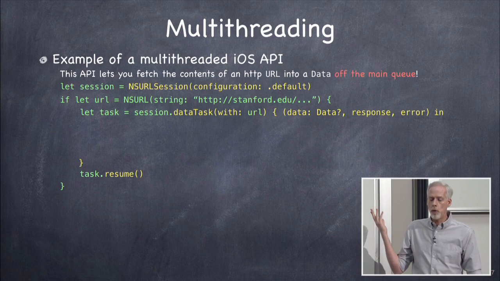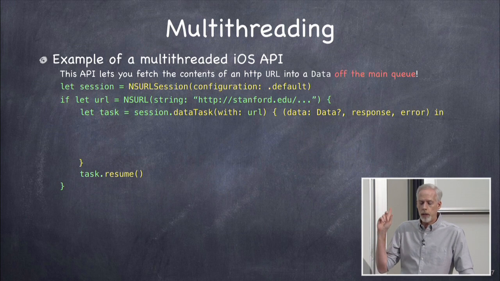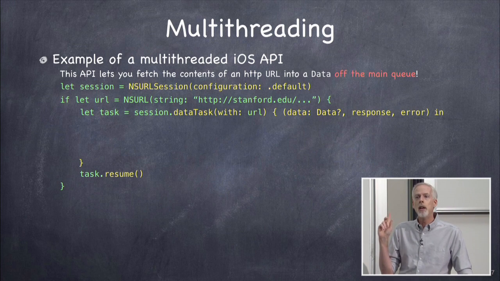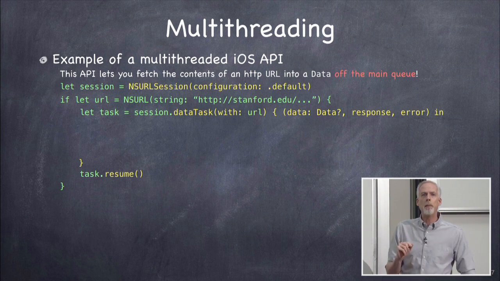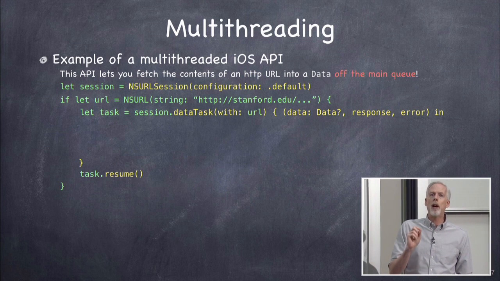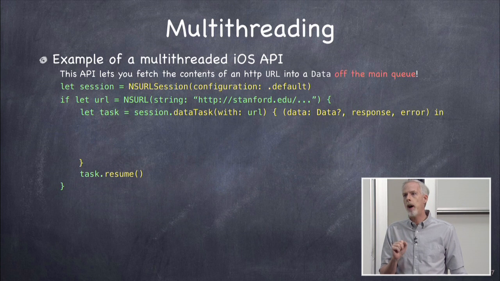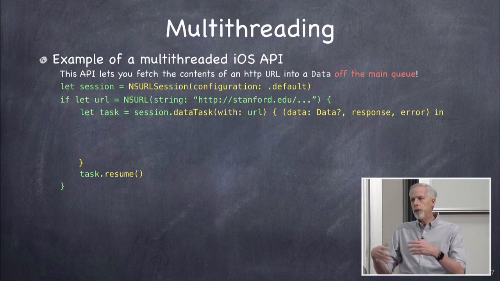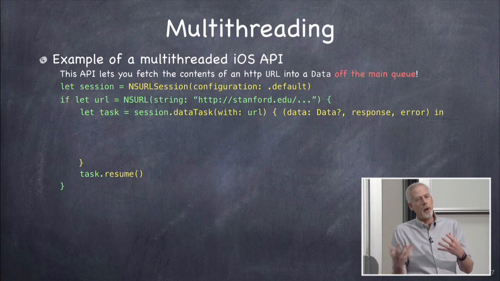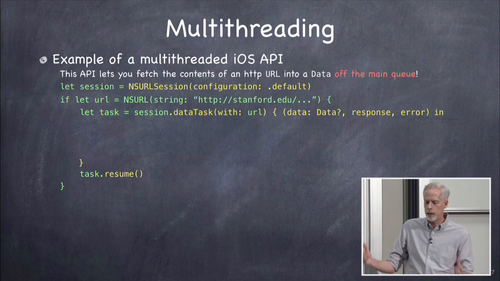What's cool about NSURLSession is, you see that argument there, configuration default? Well, you can change that configuration. For example, you could say, I'm going to fetch this URL, but don't fetch it over cellular. Only fetch it if I happen to be on a Wi-Fi network, for example. Okay? So you can configure how you want this fetching to happen. So it's kind of a more powerful way of fetching than just saying data contents of.